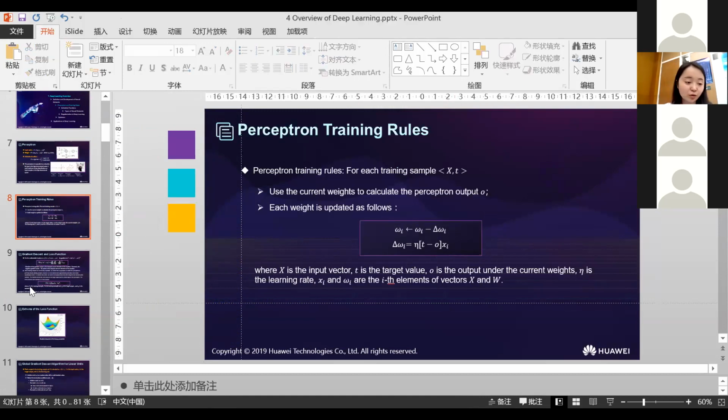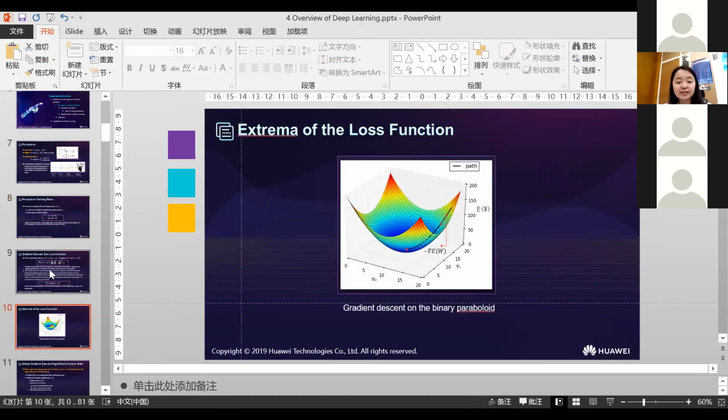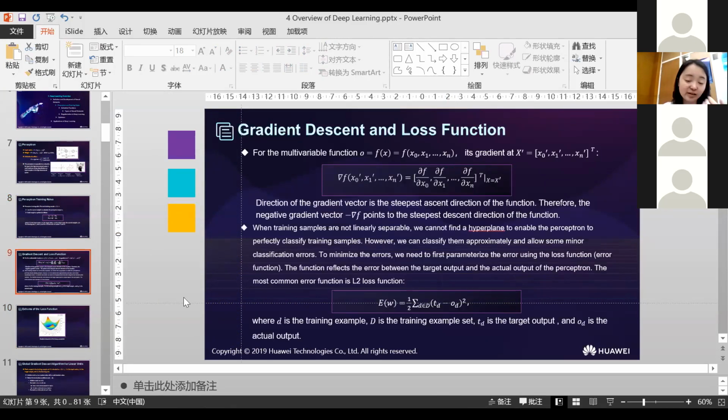So to make it more clear, here we would update our weights and bias using gradient descent. It's the most commonly used algorithm to update weights and bias. So for gradient descent, how does gradient descent work and how is it used to update weights and bias?